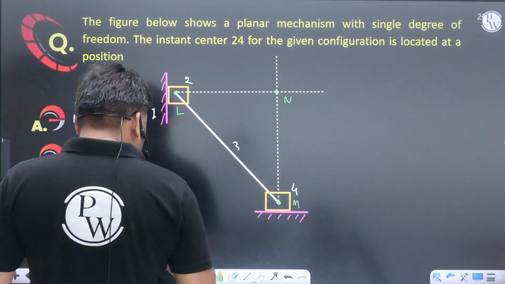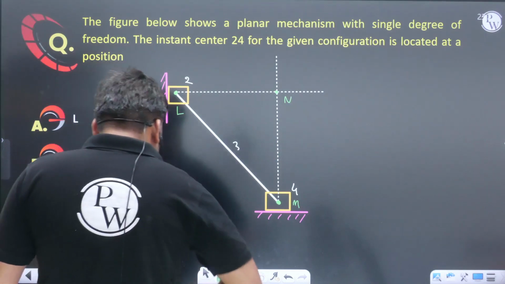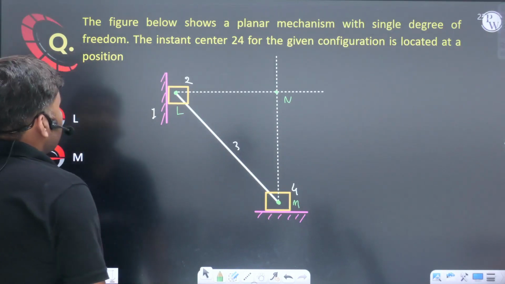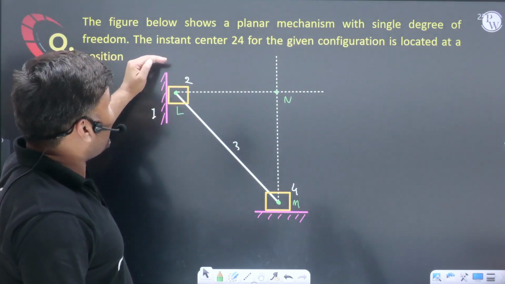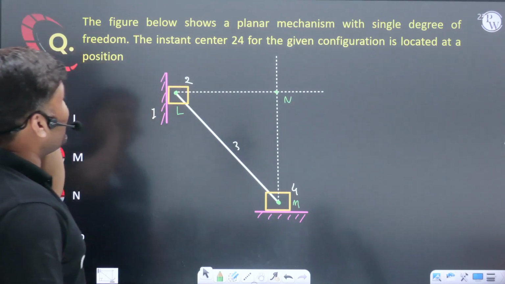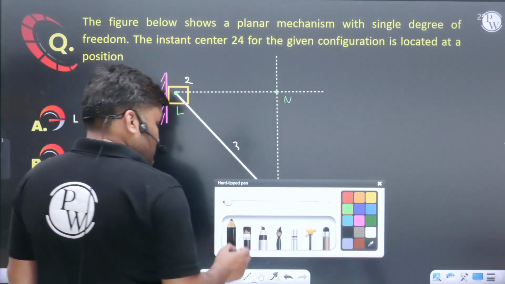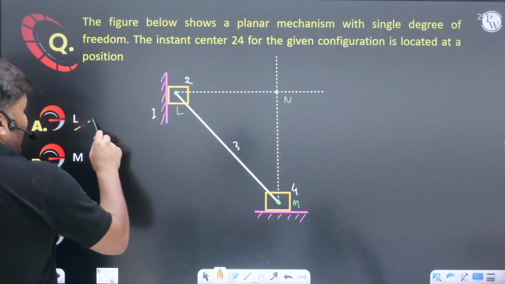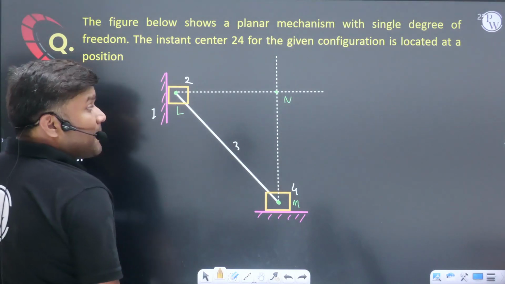In the question they are asking: the figure below shows a planar mechanism with a single degree of freedom; the instantaneous center 2 4 for the given configuration is located at what position? You have to calculate I24. And they have given some options: I24 will be at L, M, N, or infinity. Where will this I center be? They are asking this question.